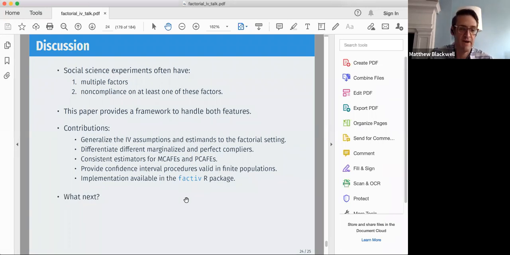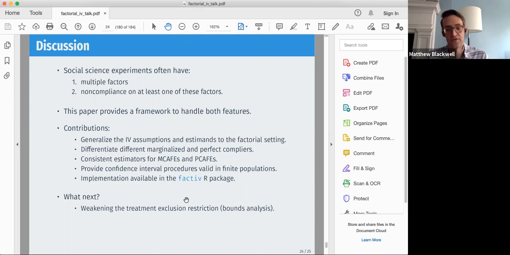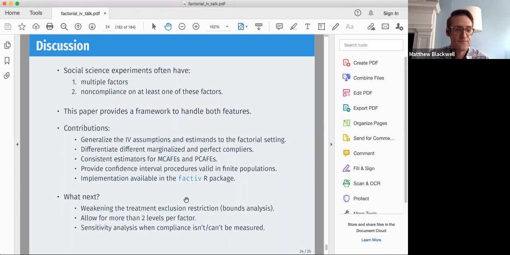What's next, the things we're thinking about moving forward, are continuing to think about different ways of weakening the treatment exclusion, including doing bounds analysis on those things, and allowing for more than 2 levels per factor. Right now we're just at 2 to the K, but what if you had M to the K? We run out of Roman letters in this paper, so we have to start over. Also, sensitivity analysis when compliance isn't or can't be measured, in situations like mailers and get-out-the-vote studies where we mail them, but we don't necessarily know whether people complied with them, so we have only partial information on compliance. And handling multiple comparisons in this setting, because obviously there are lots and lots of different effects that you're estimating, and we somewhat brazenly assumed away this problem in this paper, but it is something I think folks should think about.